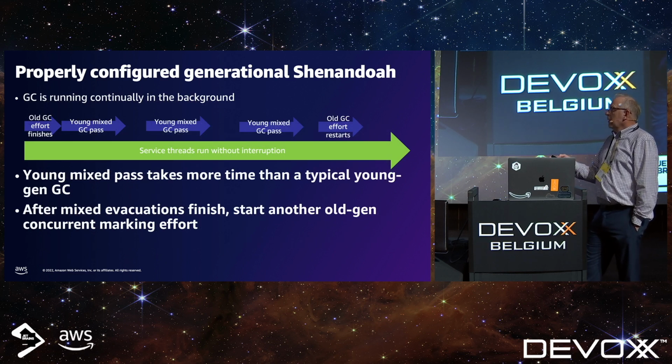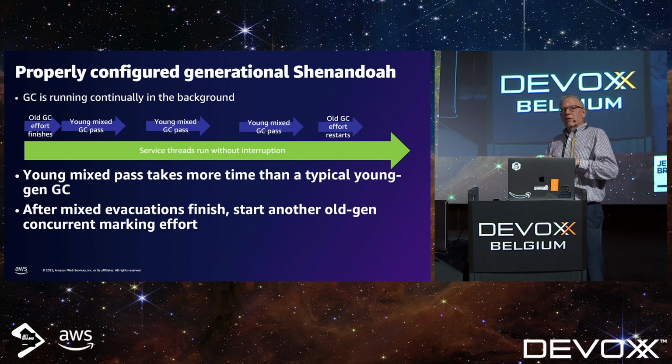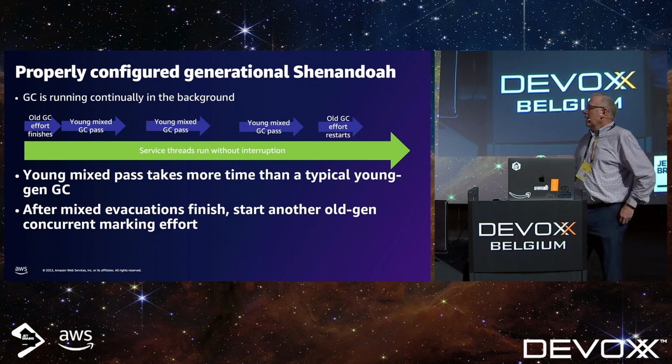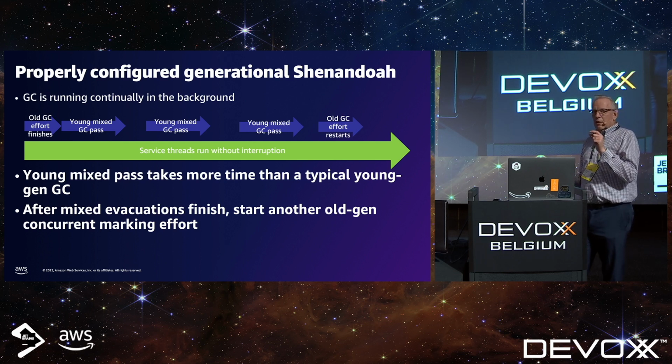Now, as I pointed out, the old gen effort is making these increments of progress on concurrent marking. At some point, the concurrent marking finishes. It says, I've marked everything in old gen. At that point, the old gen collector says, I'm going to look at all these old regions, and I'm going to decide, I'm going to select some of those old gen regions to be collected. And it builds up a set of collection set candidates.